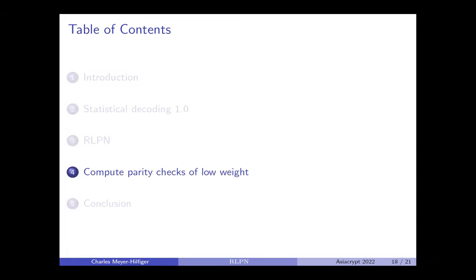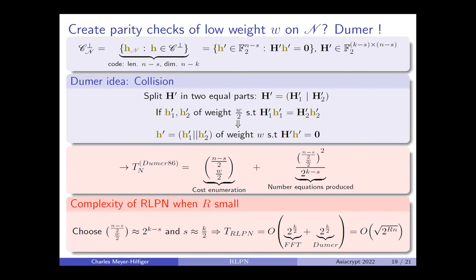And now, lastly, I'm going to briefly present a technique to compute low weight parity checks on the part N. This technique was introduced by Dumer in 86. The main idea is that if you take your parity checks and consider those restricted on N, you can notice that this space is a code of length N minus S and dimension N minus K, so it can be written as the kernel of a matrix H prime. Basically, if you want to find parity checks of weight W on N, you are going to try to find vectors H prime of weight W such that H prime is in the kernel of that matrix.